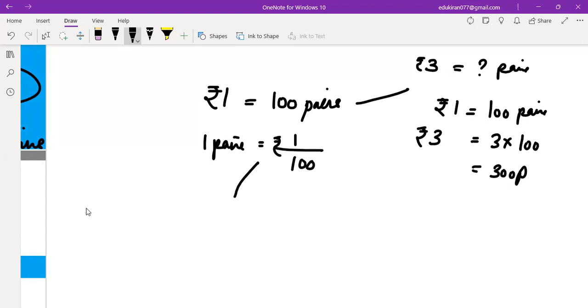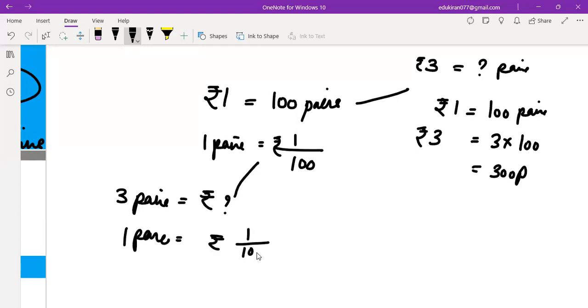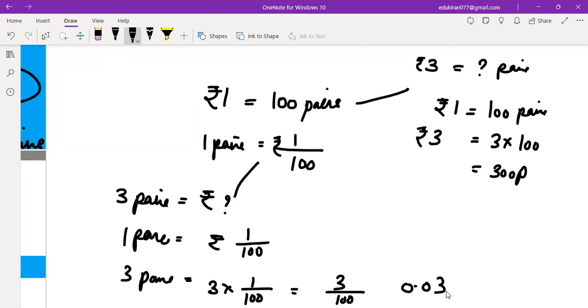In this question, I will give you 3 paise equals to how many rupees. So you will write 1 paise equals 1 upon 100 rupees. So 3 paise equals 3 multiplied by 1 upon 100. So it will give you 3 upon 100, which will be 0.03. Done?